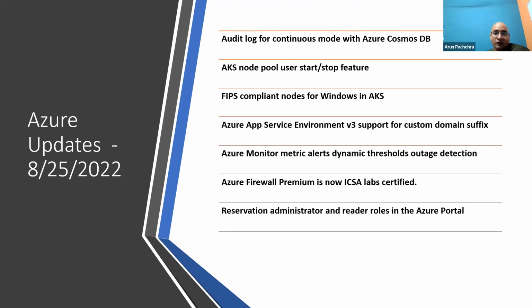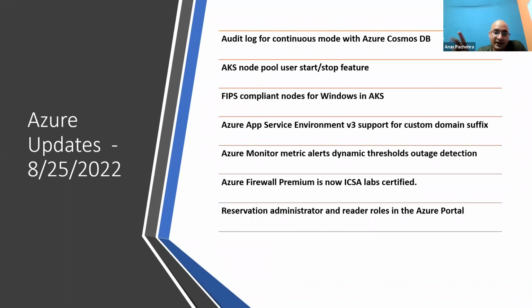So the very first update right here is audit log for continuous mode with Azure Cosmos DB. Well, we have covered Cosmos DB in pretty detail. There is a huge playlist in our channel, almost 18 to 20 videos. If you have seen that, you'll be aware there are two modes of backup. So here we are talking about only the continuous mode. So audit log for continuous mode with Cosmos DB allows you to view the details of restore action on source account and destination account.